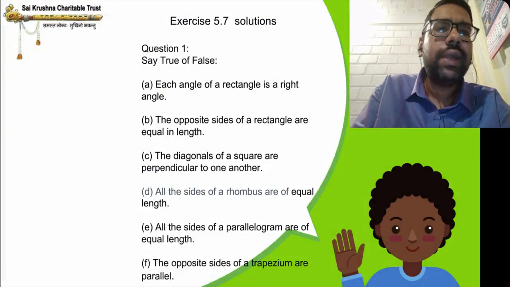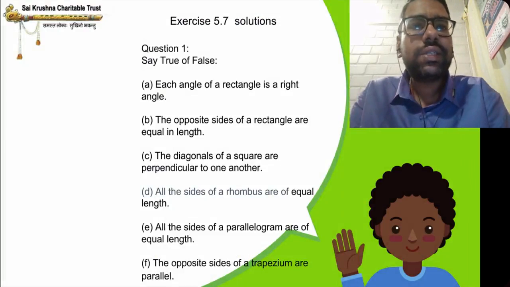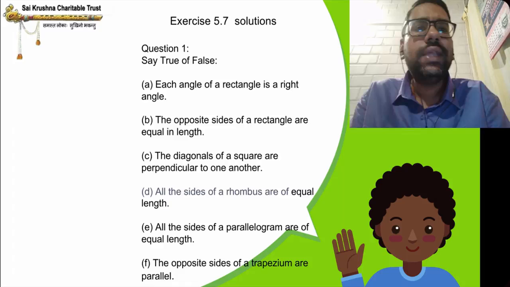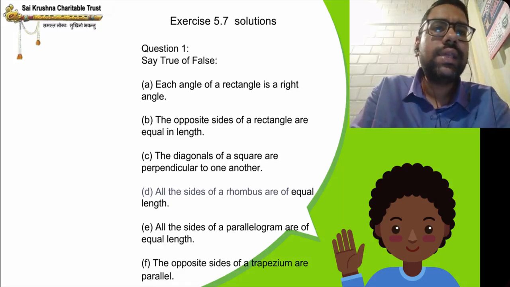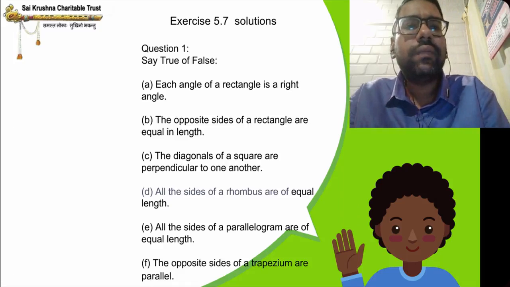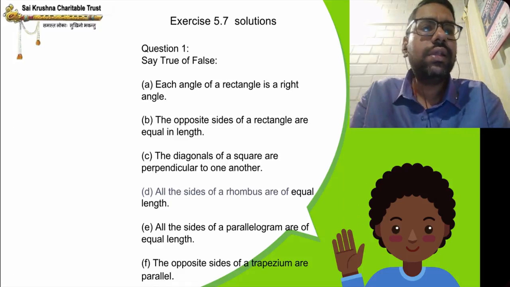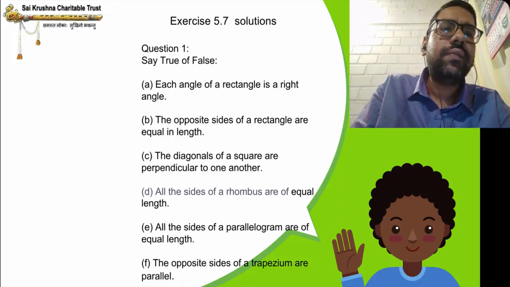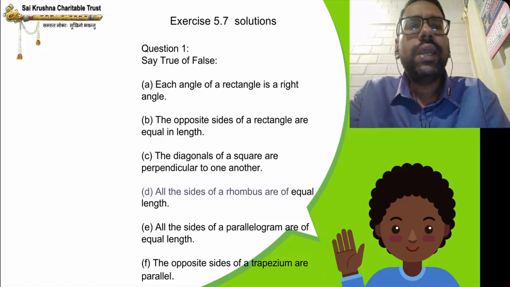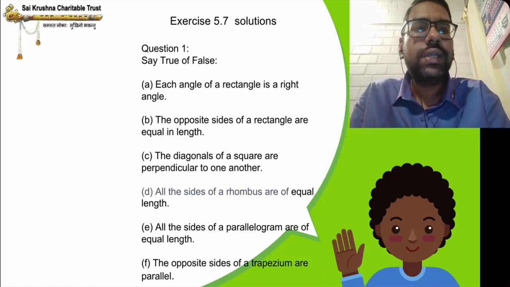Exercise 5.7 solutions. First question, say true or false. Each angle of a rectangle is a right angle. It's true. Opposite sides of a rectangle are equal in length. True or false, children? Opposite sides are equal, so it's correct. It's true.